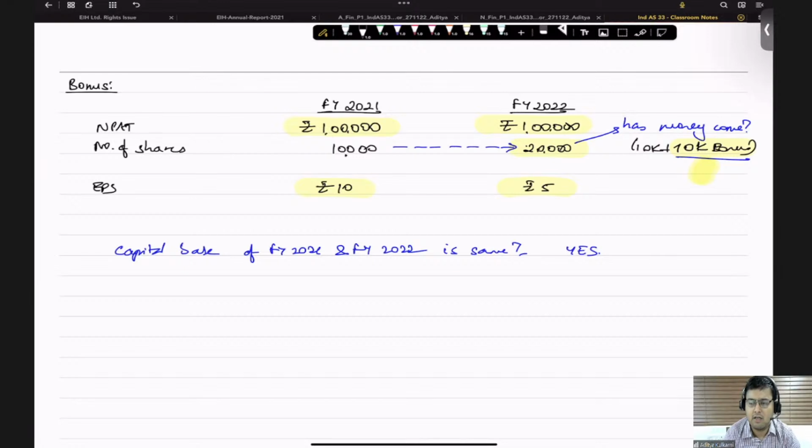Answer is yes. Sir, दिखते नहीं थे, नहीं दिखेंगे because वो reserves में थे. They were present in reserves. So if you opened the balance sheet, the annual report of 2021, you will not be able to see 10,000. Because you will see that they are present in the reserves. But in financial year 22, they came in equity.